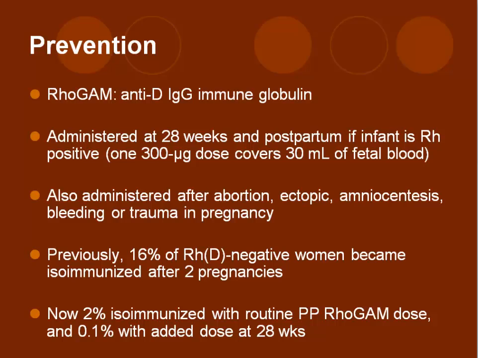The IgG supplied by RhoGAM attaches to any fetal red blood cells present in the maternal bloodstream and marks them for destruction before the mom has a chance of detecting the D antigen and creating her own immune response. Since RhoGAM has been administered to Rh-negative women in this fashion, the incidence of Rh disease has decreased dramatically.